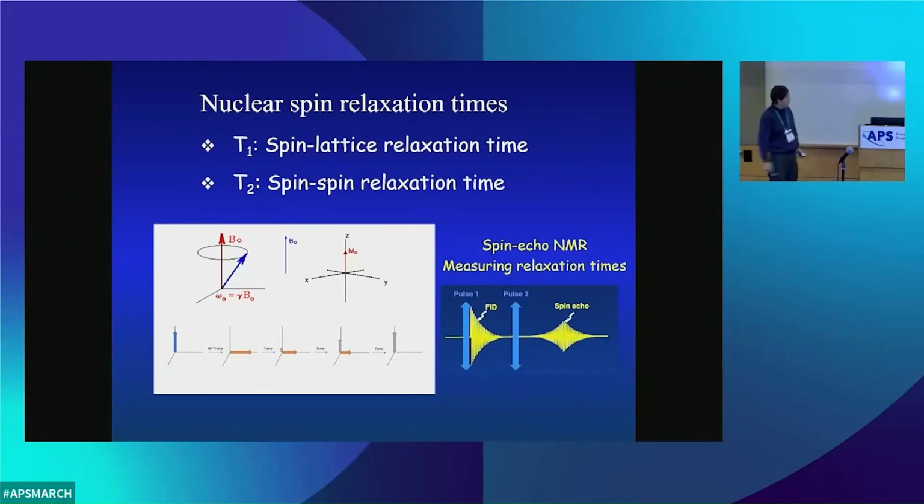Now, very early in 1950, physicists already found ways to develop this spin echo NMR method to measure this relaxation time. For example, here you can see using pulse 1, a 90-degree pulse, you will tip this nuclear magnetization from the longitudinal axis to the transverse plane. And then sometime later, you have another pulse called a 180-degree pulse. It will refocus this nuclear spin, and then it will have an echo later.